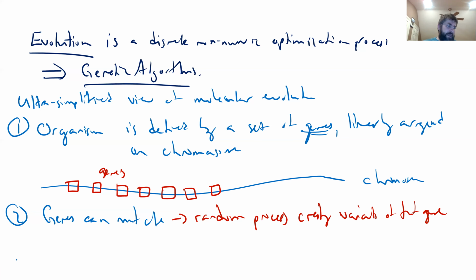That gene. And this describes how variation can happen. There is another essential part, and this is that of... sorry, I want to do this in the same color.